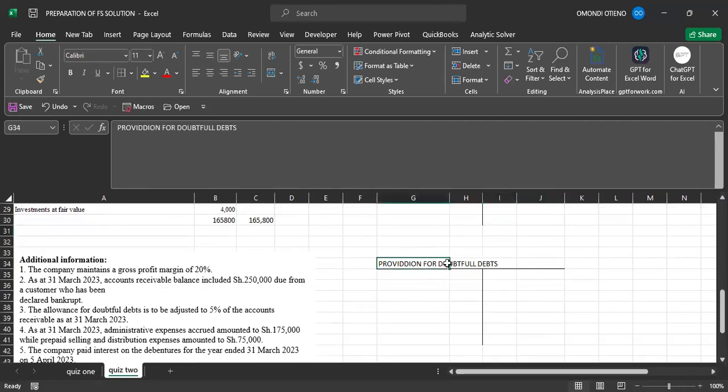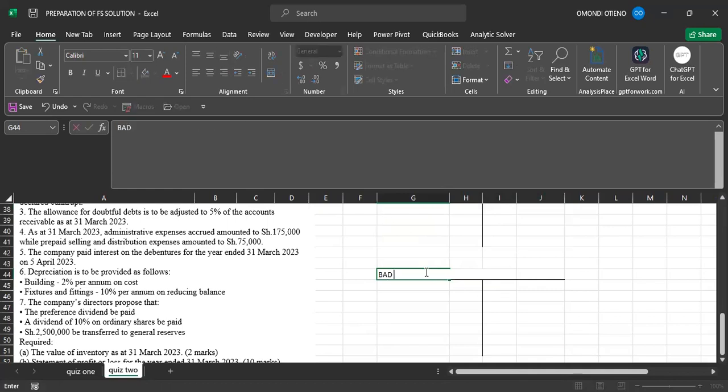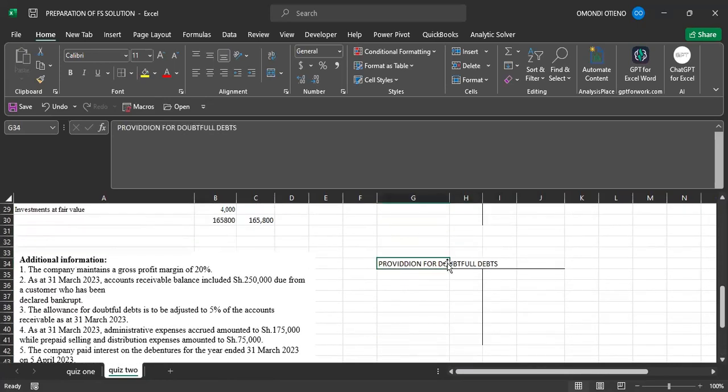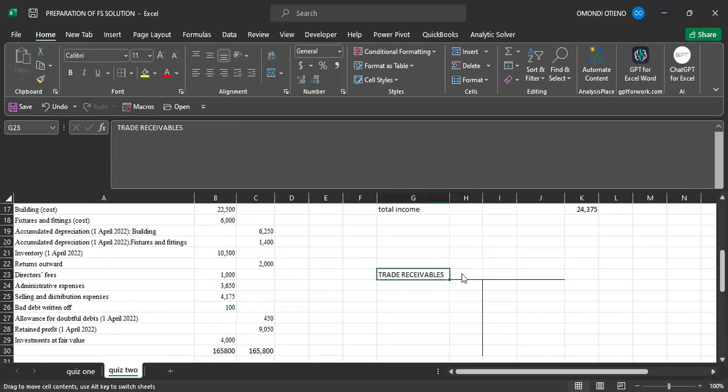And of course, we are talking about bad debts written off, which is an expense account, right? Bad debts written off is an expense account. Provision for doubtful debts is a liability account. And of course, trade receivables is an asset account.